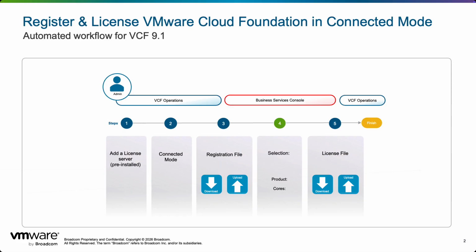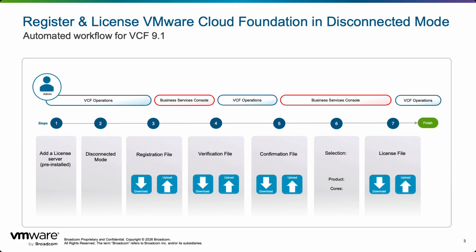From here, a customer can then select the product and any add-on licenses. They then enter in the number of cores they need, and at this point, you can then download a valid license file from the Business Services Console. Once connected mode is selected, automation of the license usage process becomes the default behavior. License usage data is transmitted to Broadcom every 24 hours, and an updated license file is downloaded and applied automatically, with no administrator intervention required.